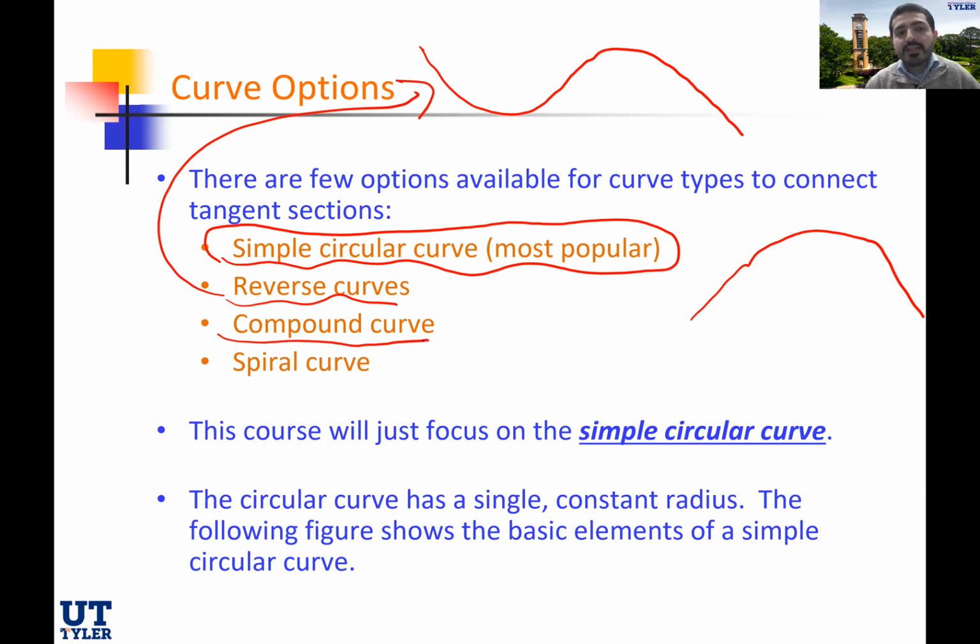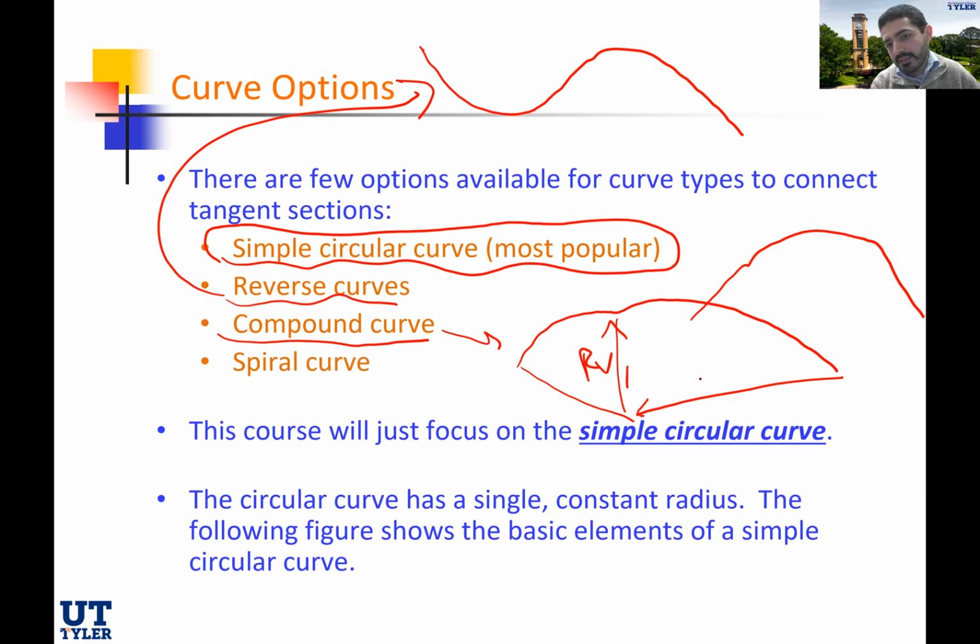Compound curve is actually two curves after each other with different radii, basically assuming that you have this curve and you have another curve. So this very first one is going to have an RV1, and the second one here is going to have an RV2. It's a compound curve.